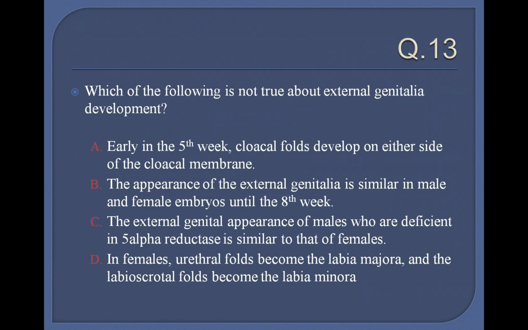So the next question: which of the following is not true about external genitalia development? Option A, early in the 5th week, cloacal folds develop on either side of the cloacal membrane. B, the appearance of the external genitalia is similar in male and female embryos until the 8th week. C, the external genital appearance of males who are deficient in 5-alpha reductase is similar to that in females.